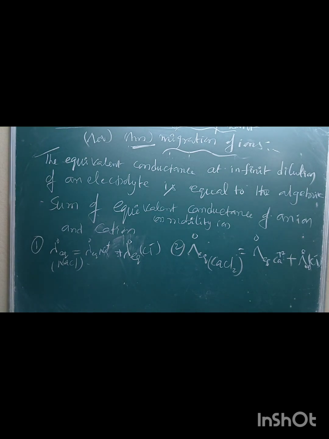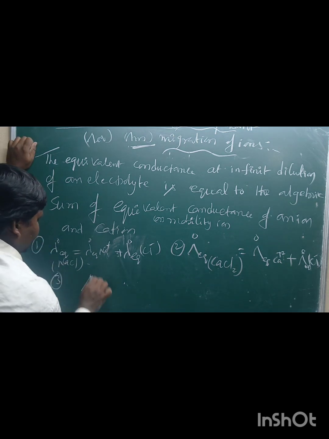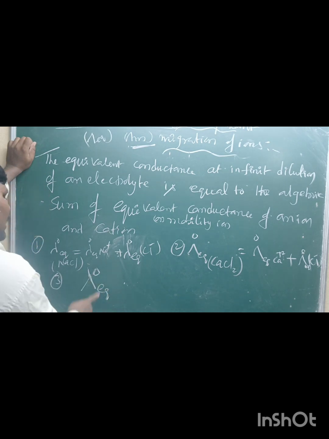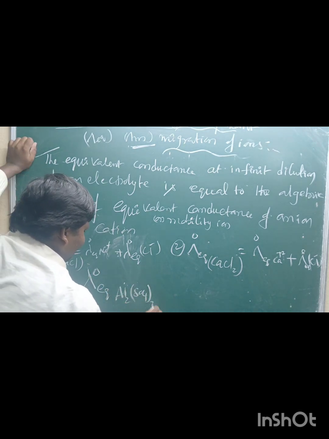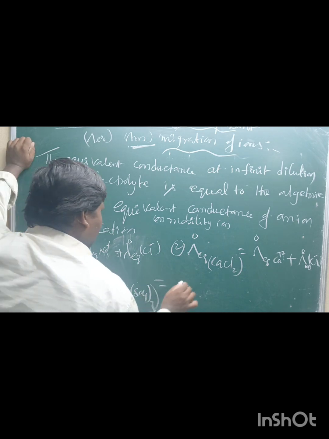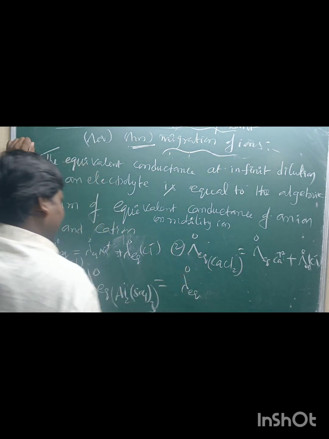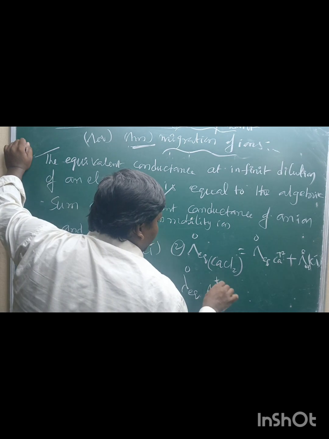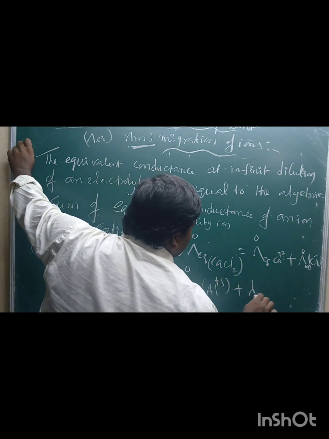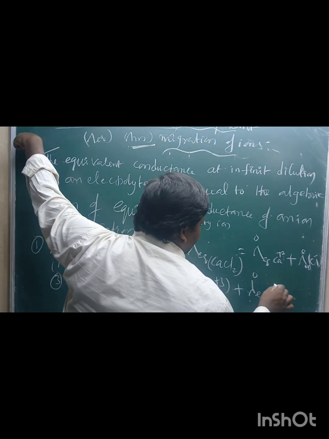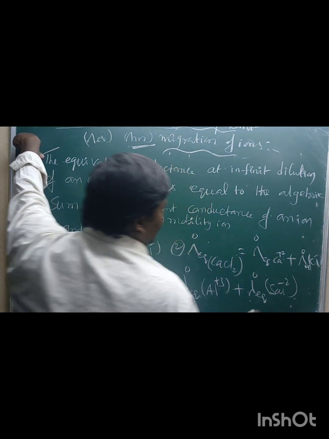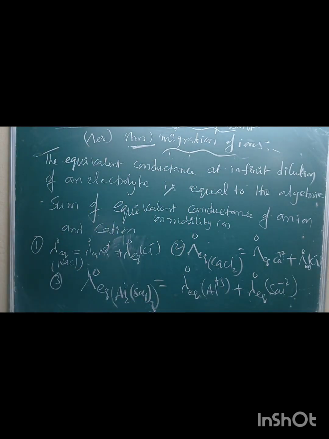And also, if you take one more example, equivalent conductance lambda naught EQ of Al2(SO4)3 is equal to equivalent conductance of Al plus 3 plus equivalent conductance lambda naught of SO4 minus 2, but not here the number of cations and anions.